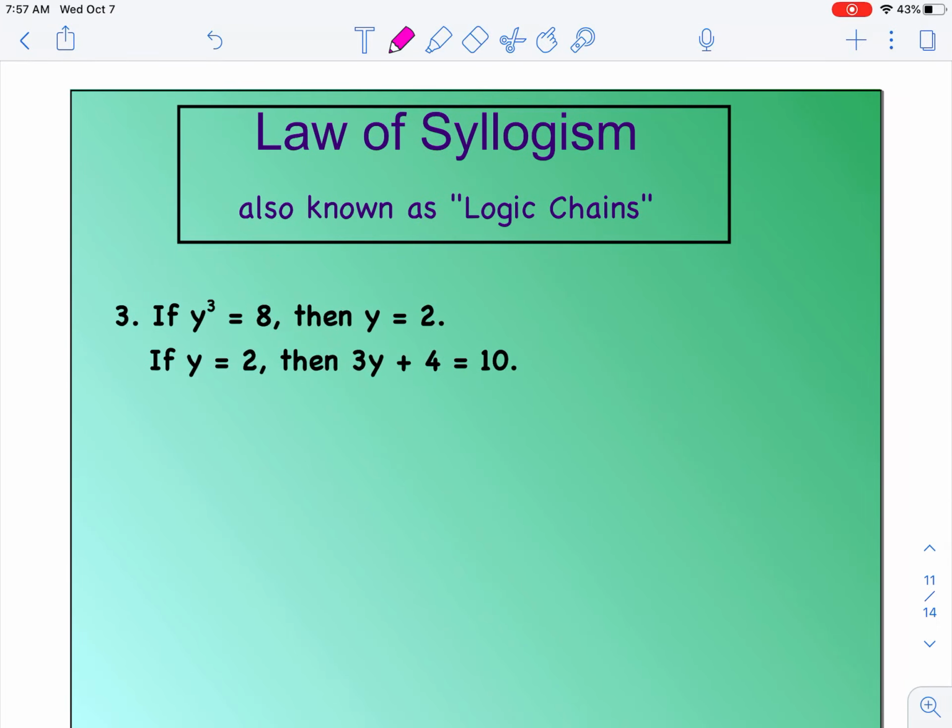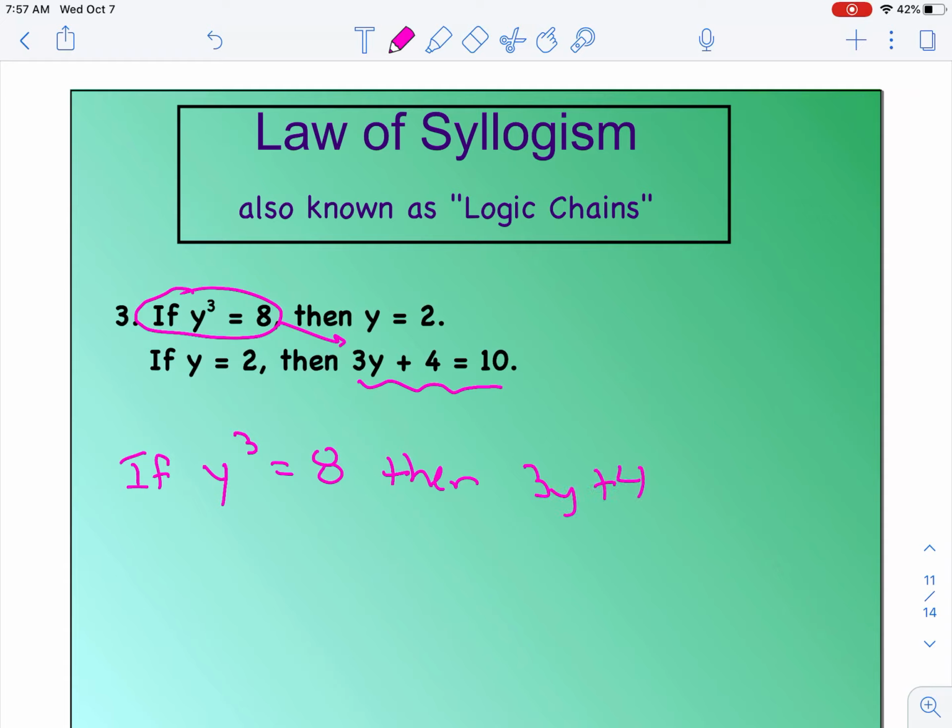Sometimes we can write them in terms of math, okay? So if y cubed is equal to 8, then y equals 2. If y equals 2, then 3y plus 4 equals 10. So again, we take this first conditional, or first hypothesis, if y cubed equals 8, then, and we pair it up with the final conclusion, in this case with only two conditional statements, then 3y plus 4 equals 10.